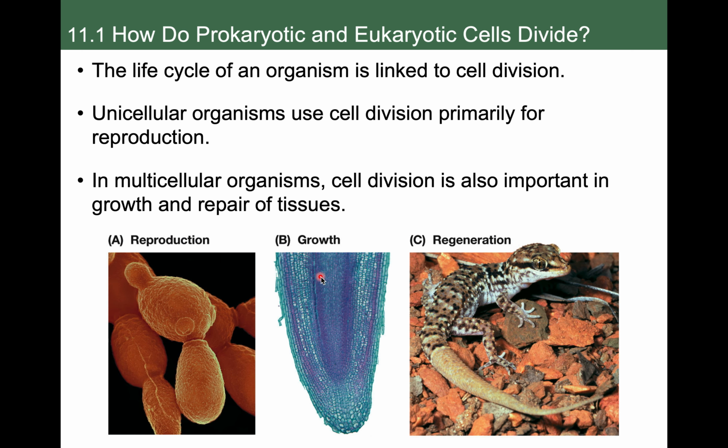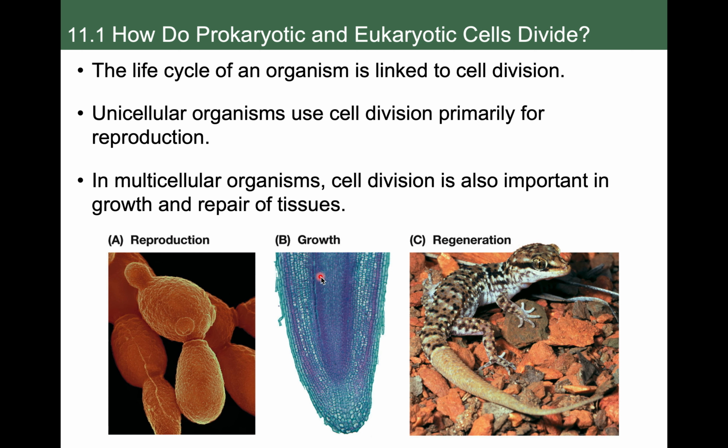So what is the point of cell division? And there's really three main roles of cell division that you see here. If you are a unicellular, single-celled organism, cell division is probably your primary means to reproduce, right? That would be asexual reproduction. You're simply cloning yourself through cell division.